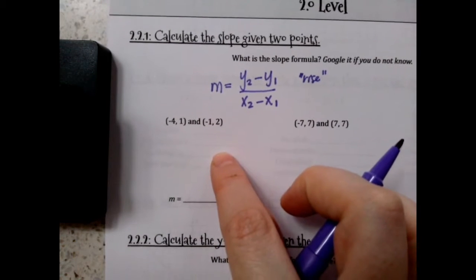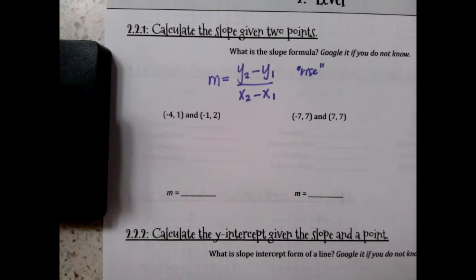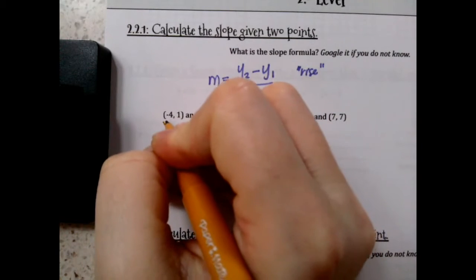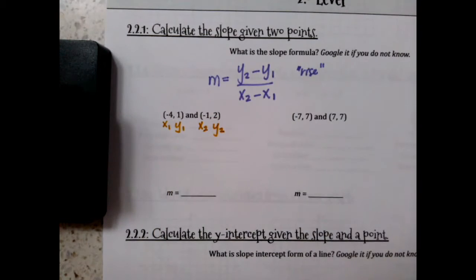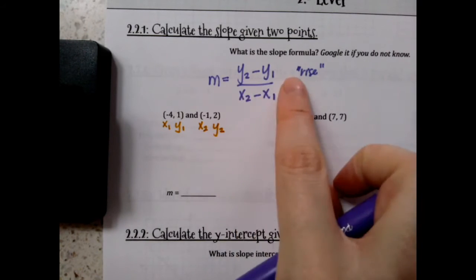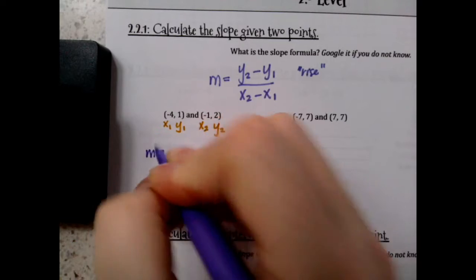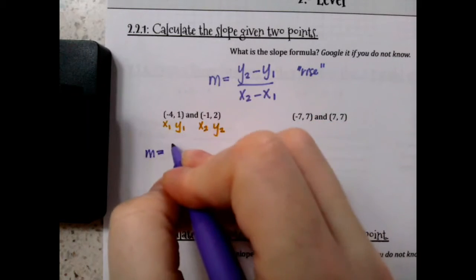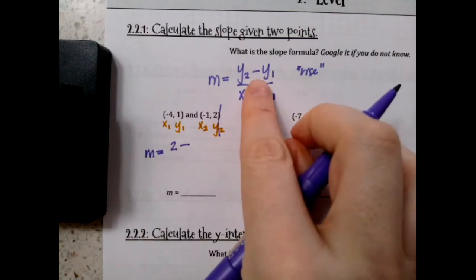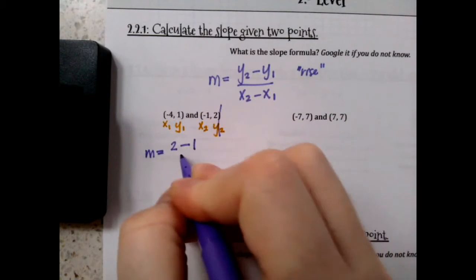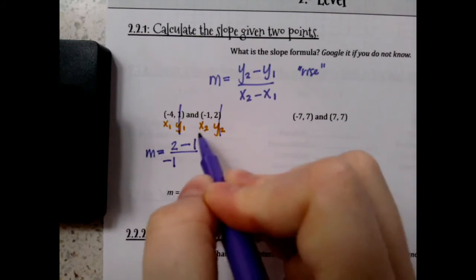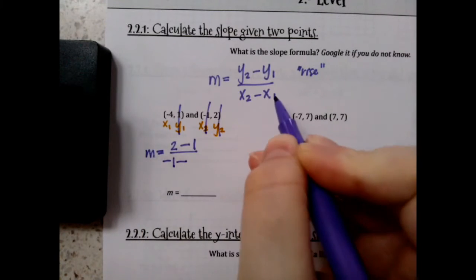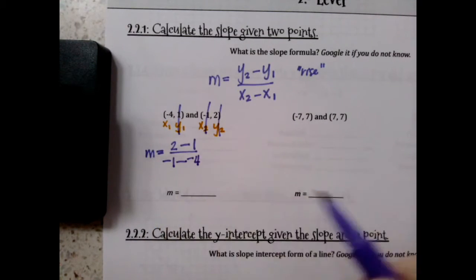And so now we're going to do an example, and the first thing you should always do is label your coordinate points. And so the first one would be x1, y1, and the second one is x2, y2. Once you have them labeled, it's really easy to just plug them into our formula. So we have m equals y2 is 2 minus y1 is 1 over x2 is negative 1 minus x1 is negative 4.